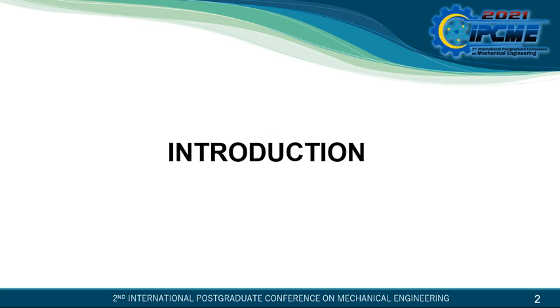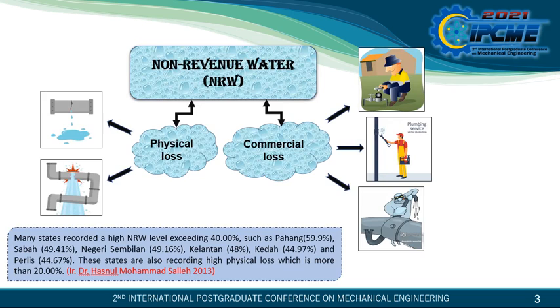As an introduction, non-revenue water is the most popular term in the water industry. This is because NRW is the main problem they have to face every year. NRW is basically the water loss in the process of distributing water to the consumer. It is divided into two problems, physical loss and commercial loss. Physical loss contains two major parts, leakage and pipe burst. Commercial loss includes inaccurate meter reading, service maintenance, and water theft.